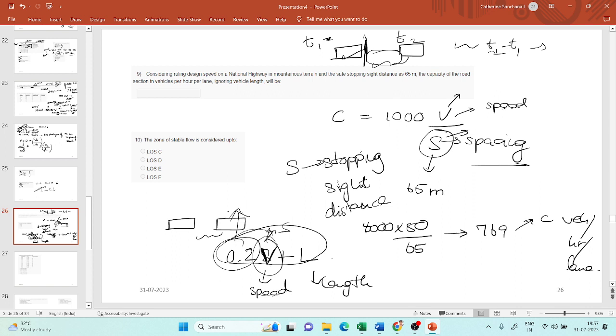It is the time for me to realize that the car in front of me has stopped. So that is called the reaction time. Plus, I told you the vehicle will travel some distance even after I apply the brake, so they have assumed it to be the length of the vehicle. So either S can be calculated using this formula, or S can be the stopping sight distance, and you can use either of the two values of S to calculate the capacity, which is what we have done for this problem. Now the zone of stable flow is considered up to level of service C. We saw the curve, and we saw that up to level of service C, it has a stable flow.